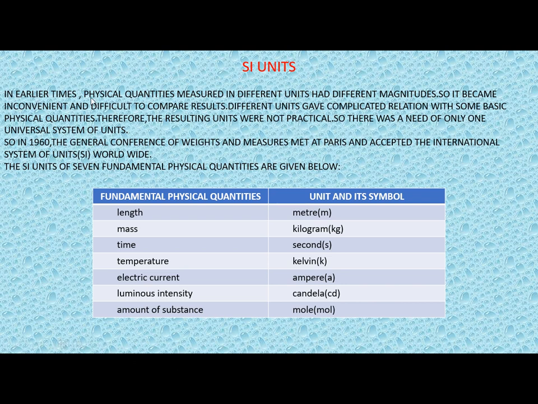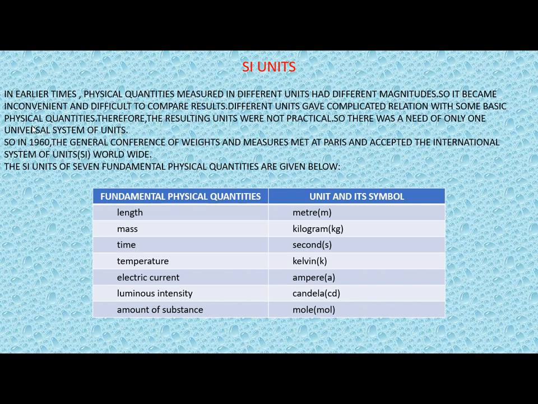In earlier times, physical quantities measured in different units had different magnitudes, so it became inconvenient and difficult to compare results. As different units gave different results, it was very difficult to arrive at the real result or to compare them. Different units gave complicated relations with some basic physical quantities. Therefore the resulting units were not practical, so there was a need for only one universal system of units which should be used worldwide.